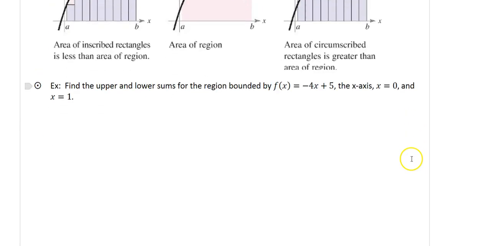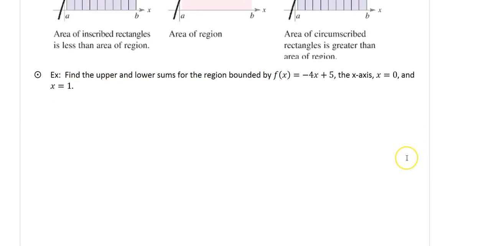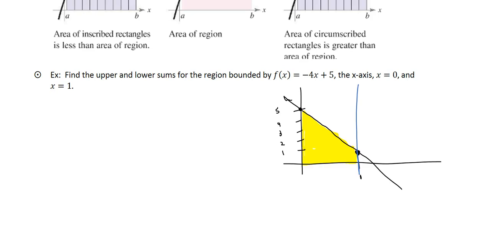So we're going to find the upper and lower sums for the region bounded by f of x equals negative 4x plus 5, the x-axis, x equals 0 and x equals 1. So you can see that I have graphed this line. It's just a decreasing line, and the shape, because we're going from 0 to 1, kind of makes a triangle with its nose chopped off, if you want to think of it that way. Notice it doesn't tell us the number of rectangles, and that's okay. We're just going to let that be general. So we're going to let n equal the number of rectangles.